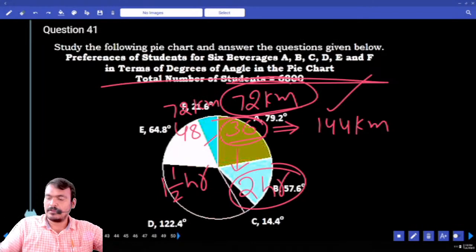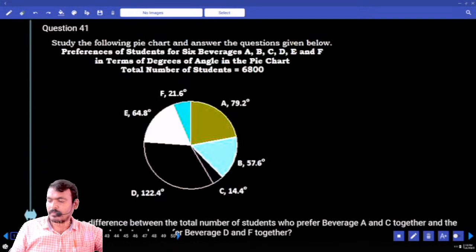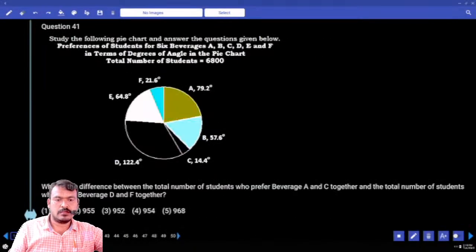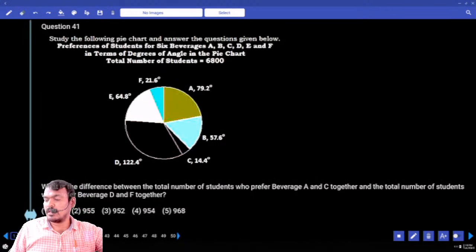Next, 41. Pie chart is given. Question number 41. What is the total number of students? 6,800. All the data are given in degrees or percentage? Degrees. What is the first question? What is the difference between the total number of students who prefer beverage A and C together and total number of students D and F together or not?